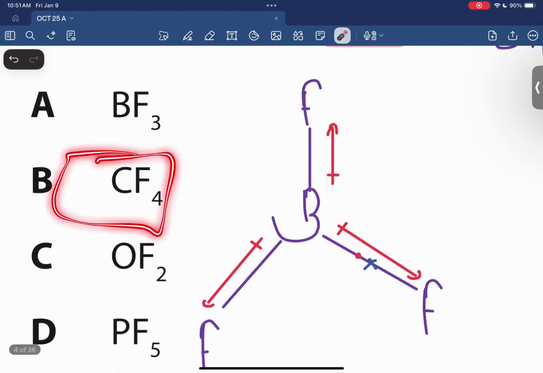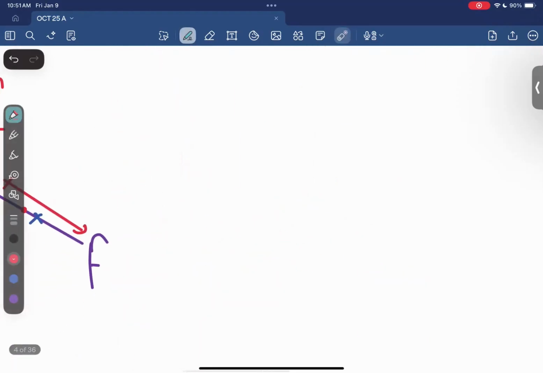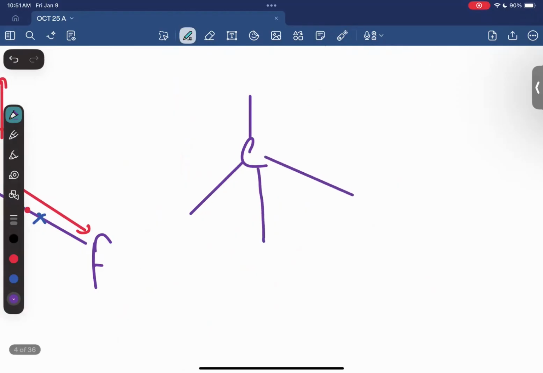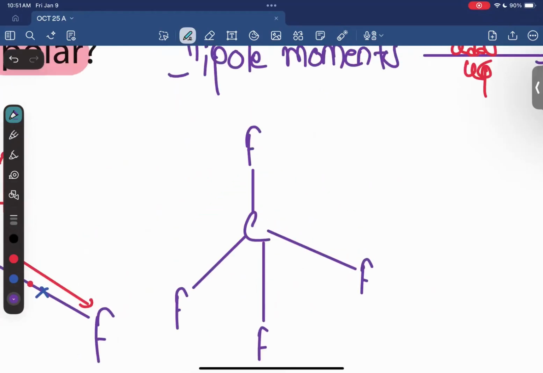For this, you're going to do it in the same way. This is going to have a tetrahedral structure. So in the middle, you have your carbon, and fluorine, fluorine, fluorine, fluorine.